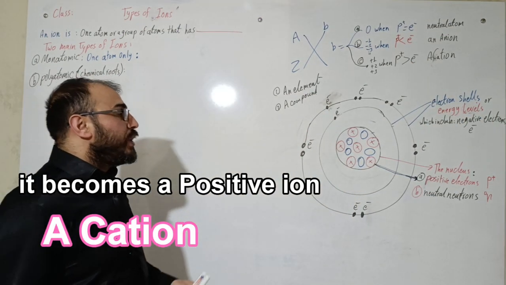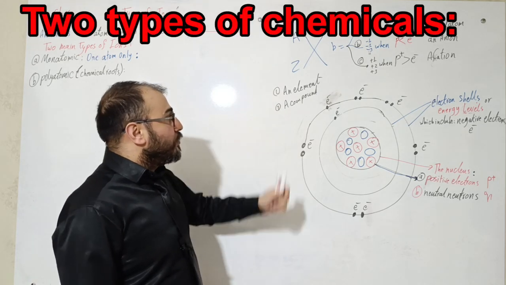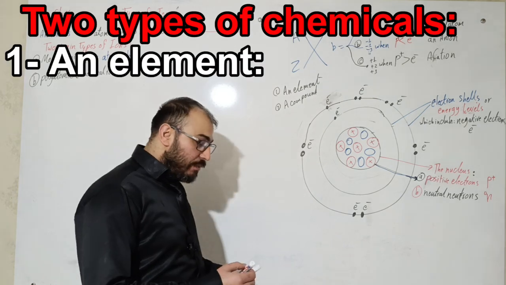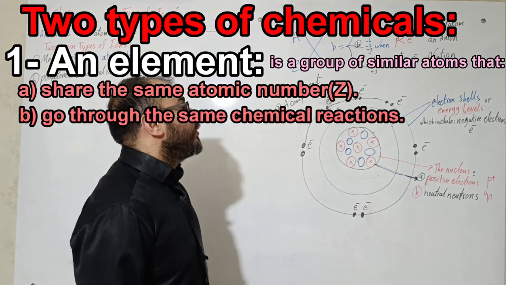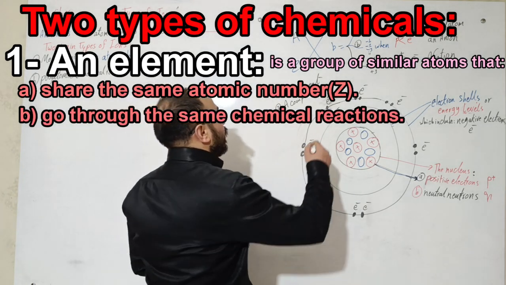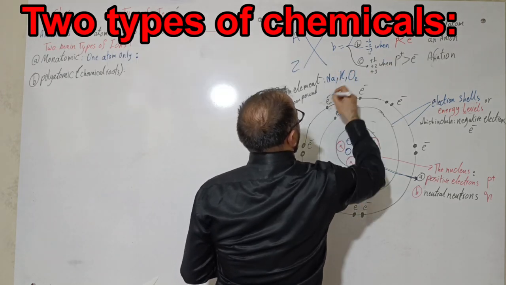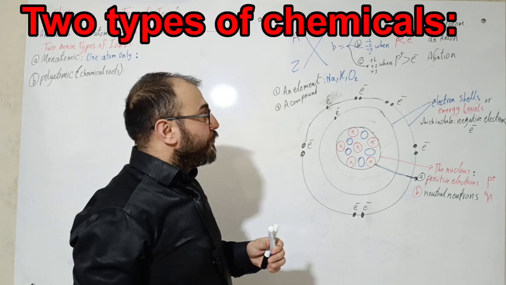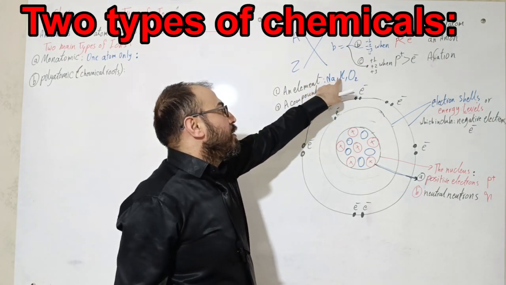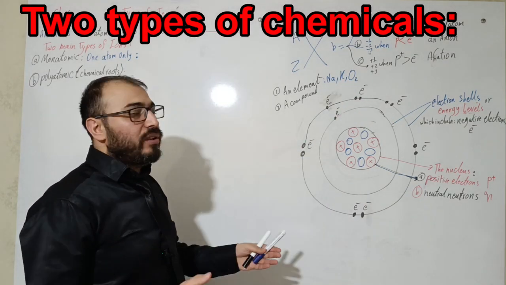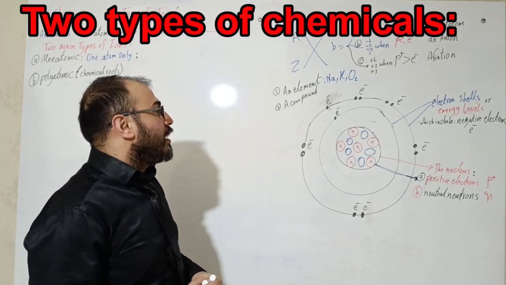Then we said that we have two types of chemical materials or chemical matter. The first one we call an element, and we said that an element is a group of atoms that share the same atomic number and go through the same chemical reactions, for example sodium, potassium, and oxygen. We said that some elements are represented with one atom, others with two, and if you want to differentiate between them, you can go to the previous class and you will find the answer.